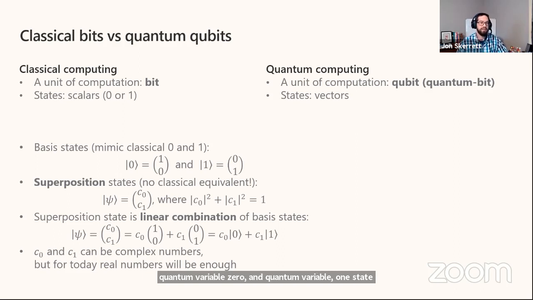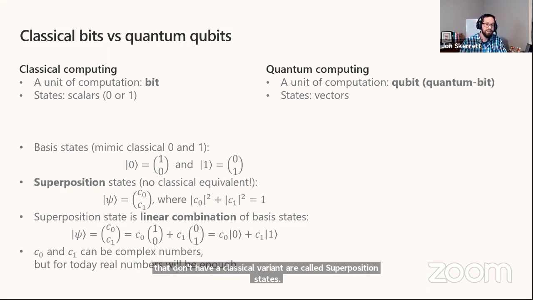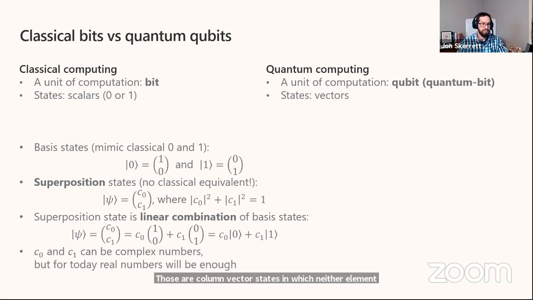The states that don't have a classical variant are called superposition states. Those are column vector states in which neither element of the vector is 1 or 0. So we can see that the superposition states are linear combinations of basis states. If you remember the basics of linear algebra, you're going to remember that vectors are linear. You can multiply them by a scalar number, you can add them, and this is the same as multiplying each element of the vector by a number or adding up the vectors element-wise, respectively. This is actually the first lesson of today's session, if you don't know this yet.